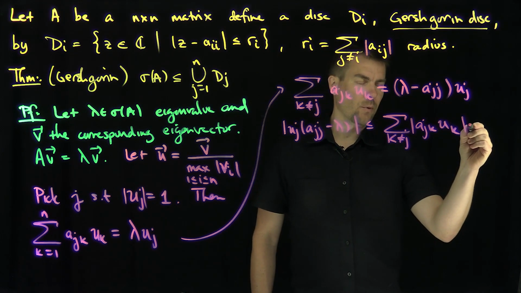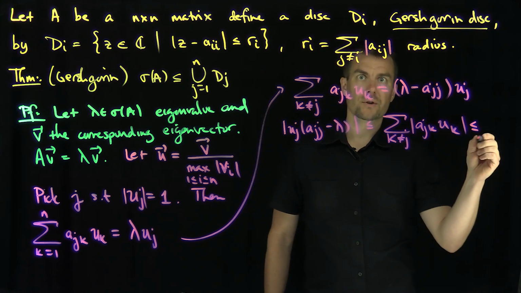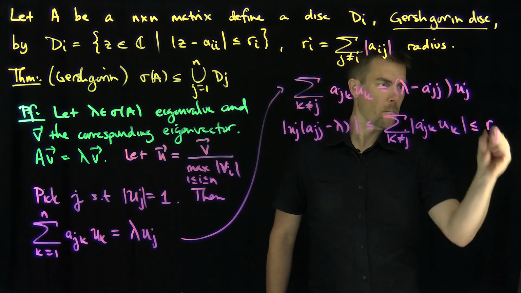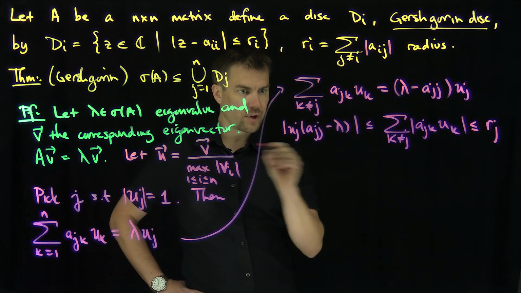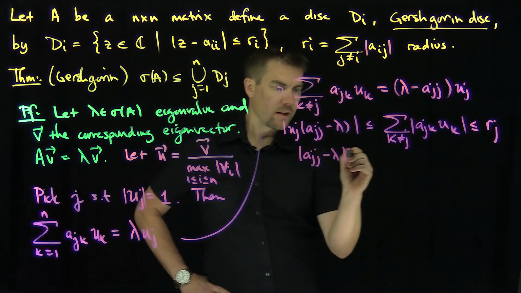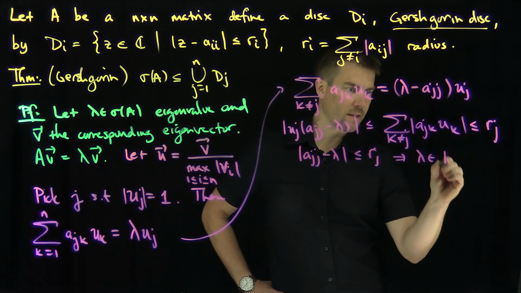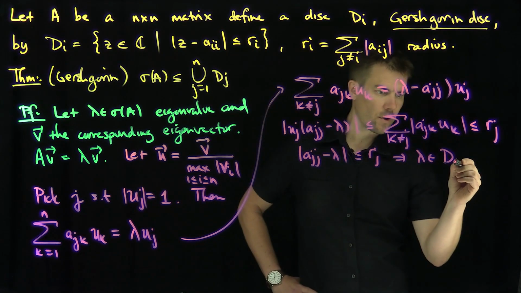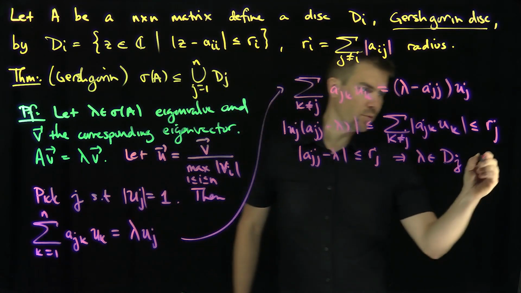Okay, perfect. And of course, these |u_k| are all less than or equal to 1. So this is less than or equal to r_j according to the definition. Now |u_j| is equal to 1, so this is exactly |a_jj minus lambda| less than or equal to r_j. And that says that lambda is in the jth one of these disks, and therefore every eigenvalue is in one of these disks, and that proves the result.